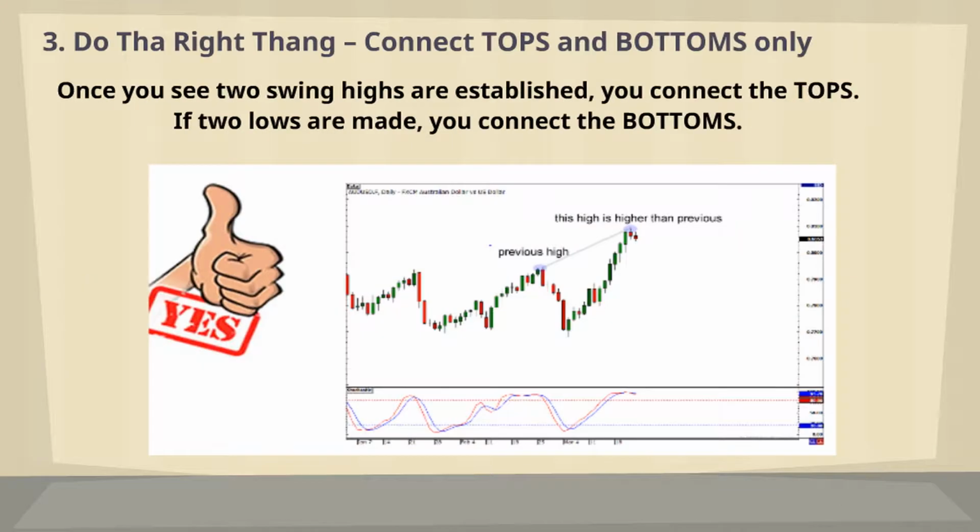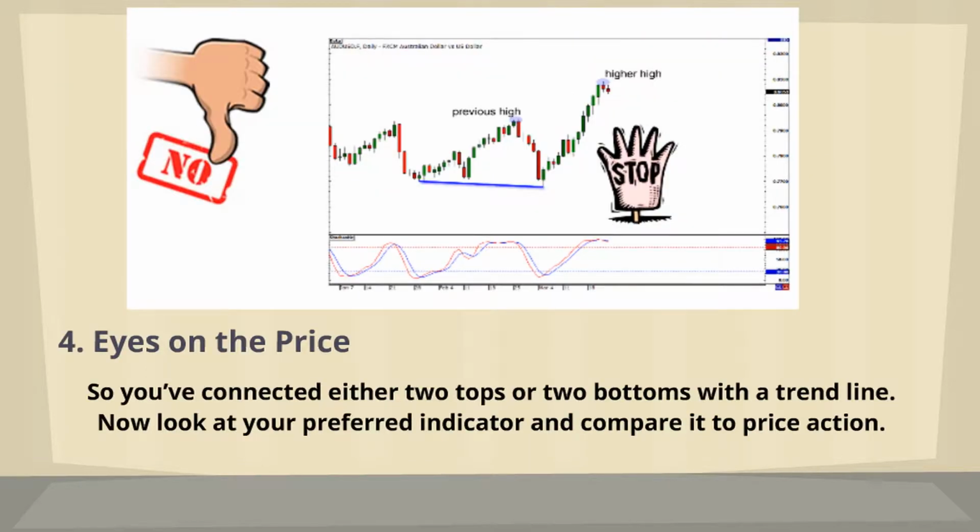3. Do the right thing, connect tops and bottoms only. Once you see 2 swing highs are established, you connect the tops. If 2 lows are made, you connect the bottoms. 4. Ice on the price. So you've connected either 2 tops or 2 bottoms with a trend line.